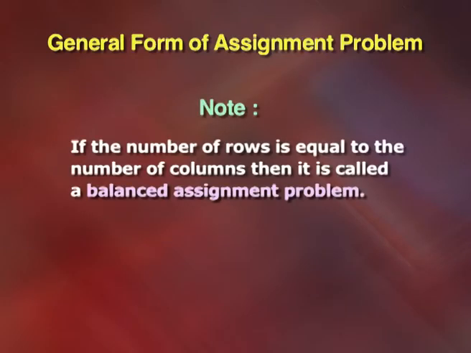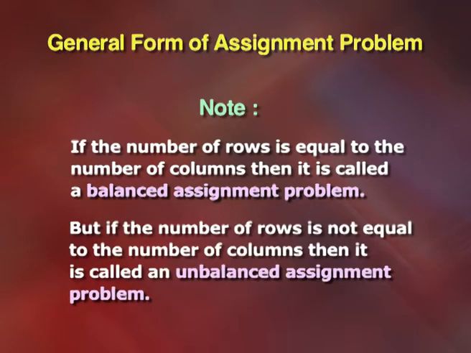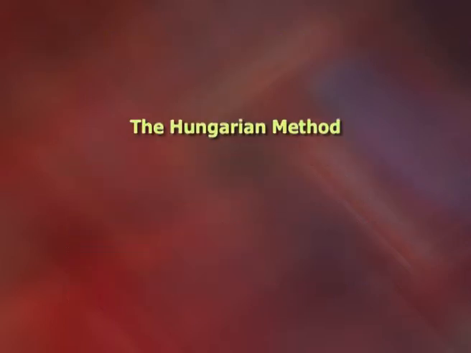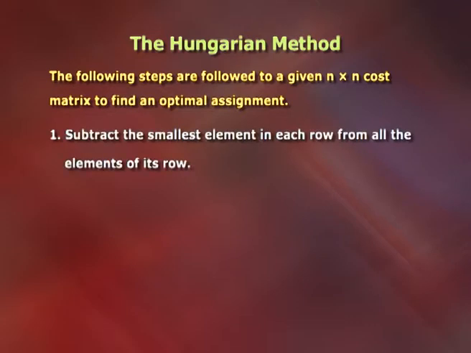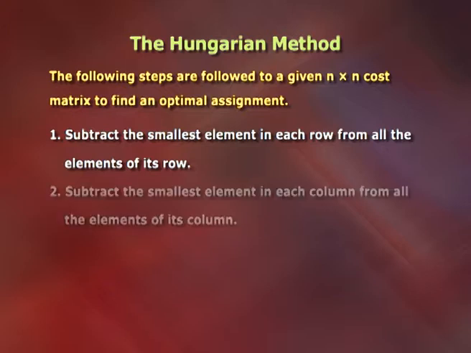Note, if the number of rows is equal to the number of columns, then it is called a balanced assignment problem. If the number of rows is not equal to the number of columns, then it is called an unbalanced assignment problem. Now, the Hungarian method is used to solve this assignment problem. The following steps are followed for a given n cross n cost matrix to find an optimal assignment. Step 1. Subtract the smallest element in each row from all the elements of its row. Step 2. Subtract the smallest element in each column from all the elements of its column.